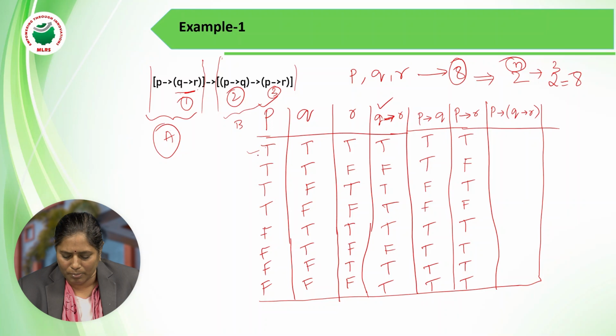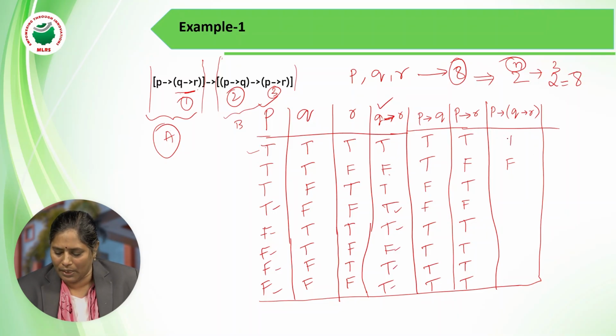So the first combination is true true, the second combination is true false, so it gives false. Again the third combination is true true, the fourth combination is true true, next combination is false true, next one is false false, next one is false true, next one is false true. So remaining cases it is true.